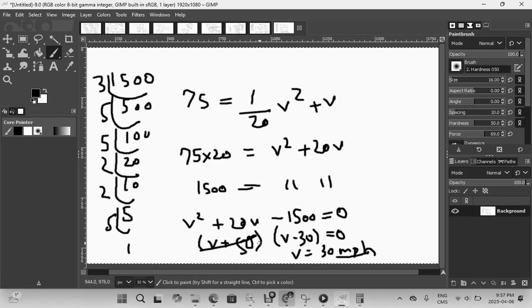So this is basically how you solve word problems using math and using factoring.